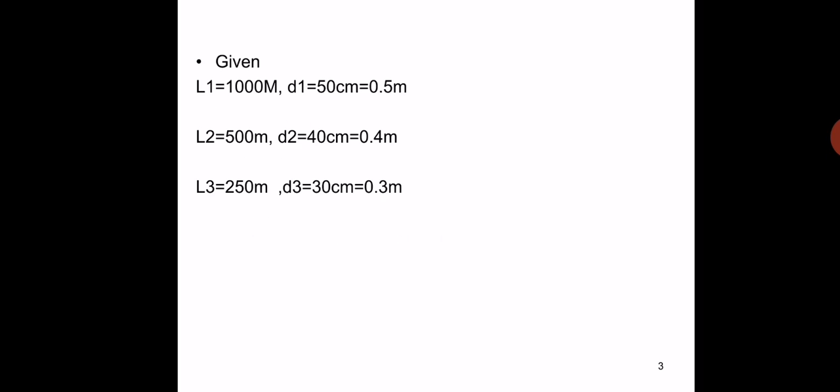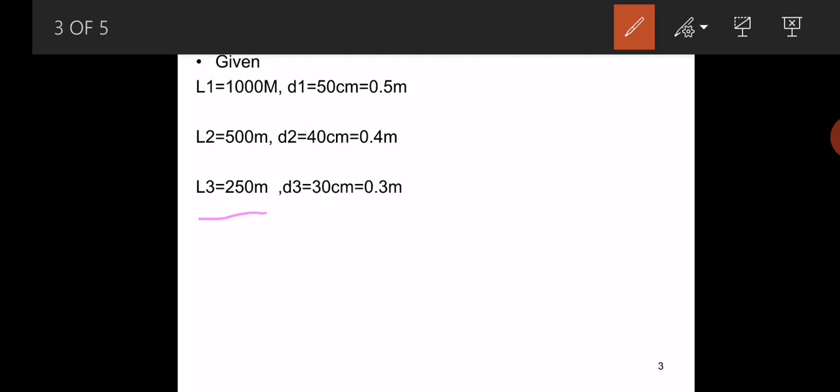L1 is equal to 1000 meters and D1 is equal to 50 centimeters. It should be converted into meters, that is 0.5 meters. L2, the length of compound pipe 2, is equal to 500 meters and D2 is equal to 40 centimeters. It should be converted into meters, that is 0.4 meters. L3 is equal to 250 meters and D3 is equal to 30 centimeters. When it is converted into meters, it becomes 0.3 meters.